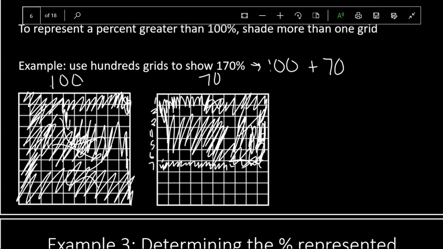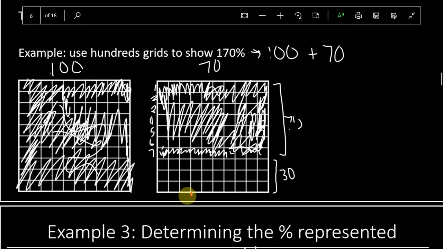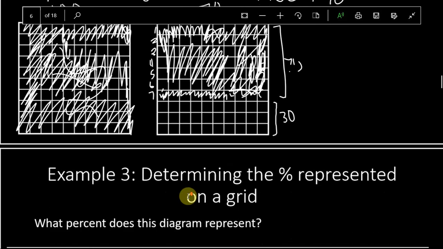I think I totally, no, that's right. Okay, so what we have unshaded down at the bottom, these 3 rows here, that's 30 unshaded, and then up here we have our 70 shaded. So that's how you'd go about shading in your 100 blocks if you have a percent greater than 100.